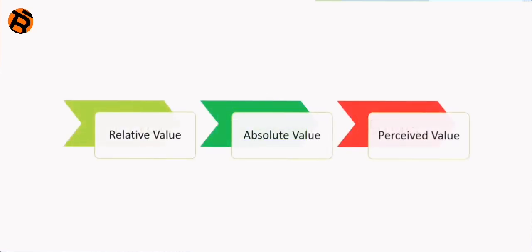There are 3 types of value that you need to know about if you want to be successful as a value investor. Evaluating these values carefully will show you a clear picture of how profitable a potential investment is. The first is relative value. The second is absolute value. And the third is perceived value. Now, let's dive into each of them in turn.